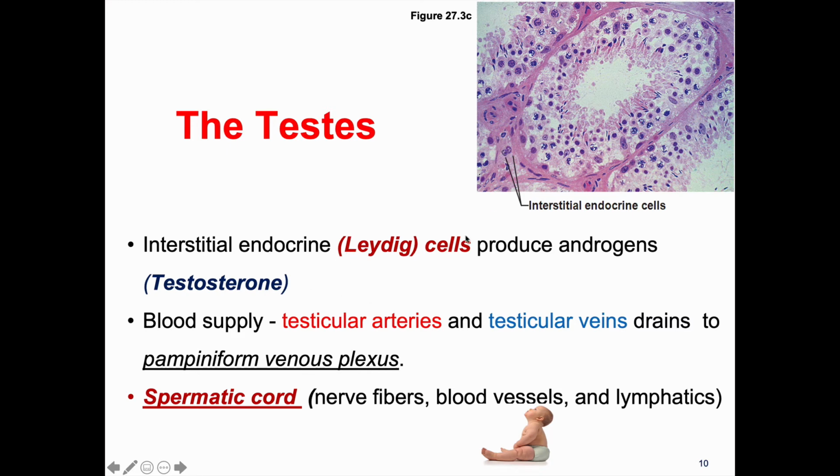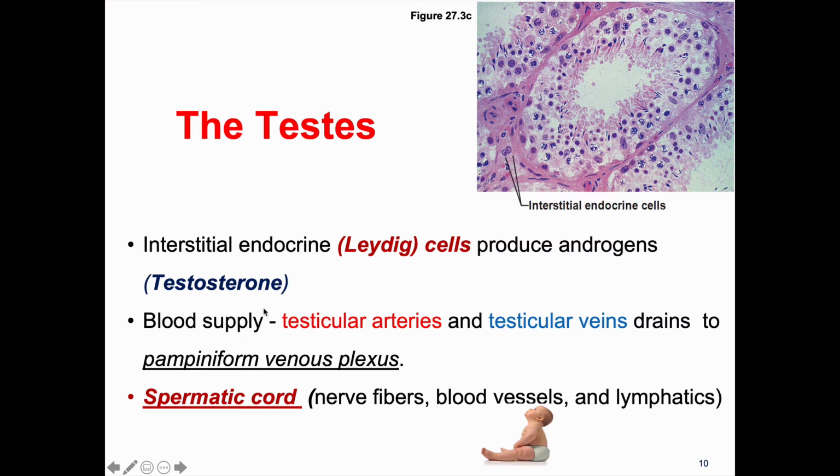Okay, so which produces the testosterone. Testosterone is a male sex hormone that gives masculine appearance, like change in voice, rough skin, then facial hairs. Okay, all these are done by this male testosterone hormone.